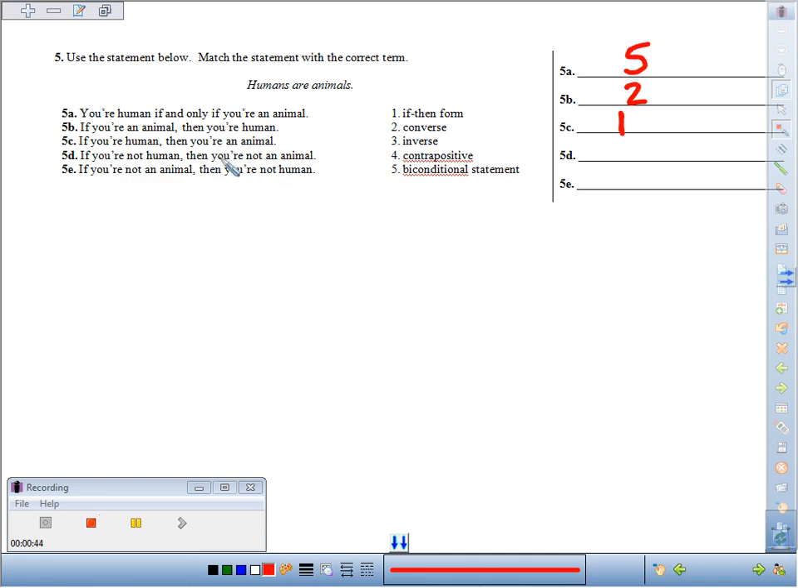If you're not human, then you're not an animal. So we took the original statement and we simply negated it. If you're not human, you're not an animal. The negation is a fancy way of saying it is the inverse.